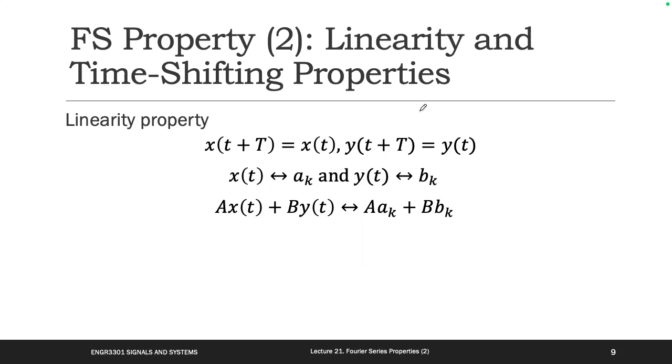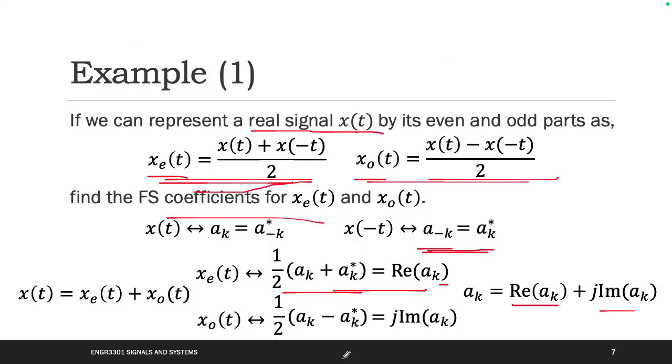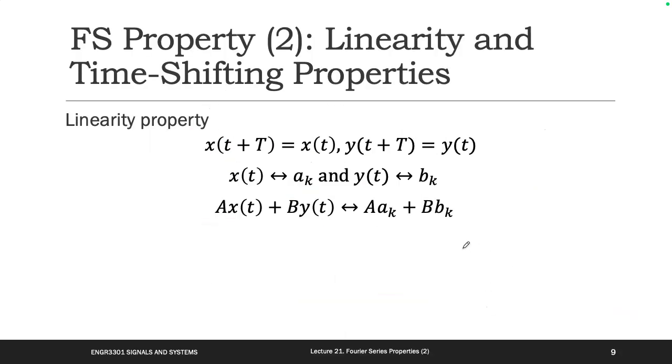Actually, we have already used the linearity property just now in this equation. You can see this part we use. Because this one is just a x(t), right? Divide by 2 is half. A is half and b is half, right? So it's just multiplying them and adding them together. We call it the linearity property. That makes sense to you?